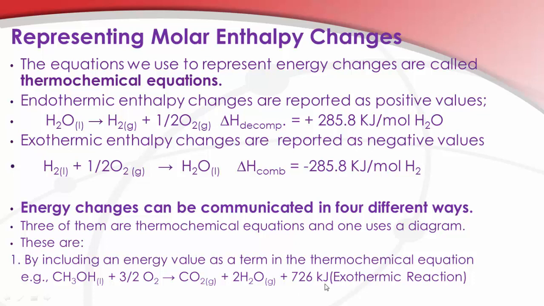Now notice we didn't quite say per mole here. Well, there's a good reason for this. Per mole of what? In this case, we could, if we wanted to, multiply all of these terms by 2 and get 2 methanol plus 3 oxygen to 2 carbon dioxide plus 4 water. Well, if we did that, we would have to multiply this energy by 2 as well. So we don't say per mole. We say the equation as written will generate 726 kilojoules.